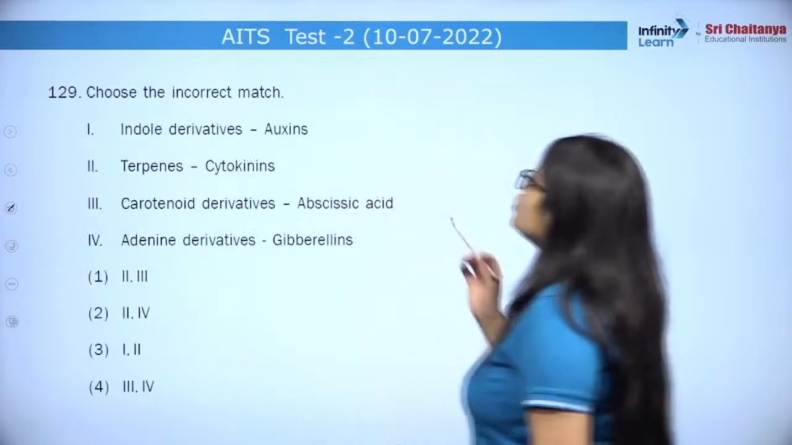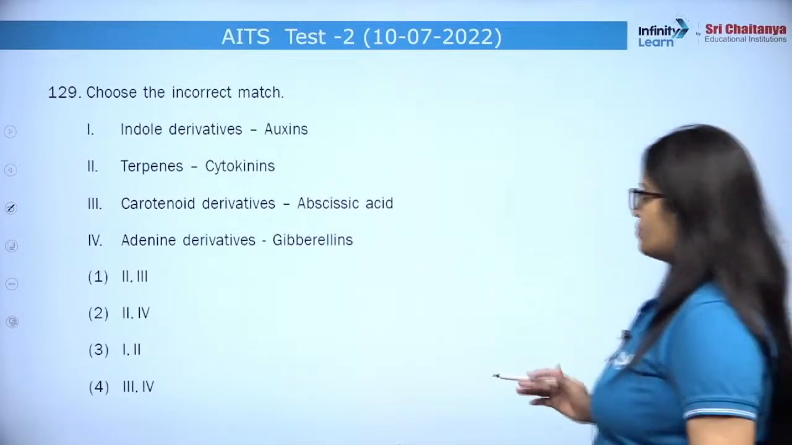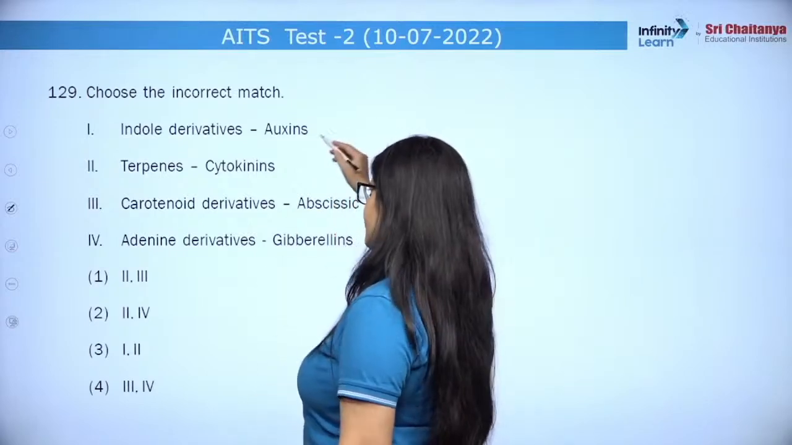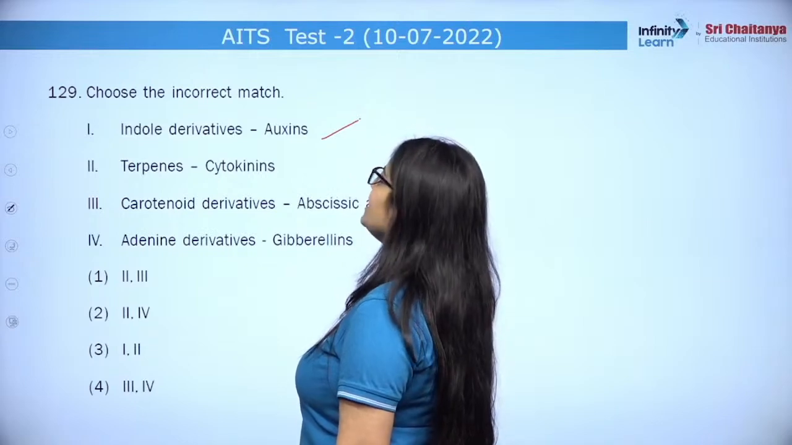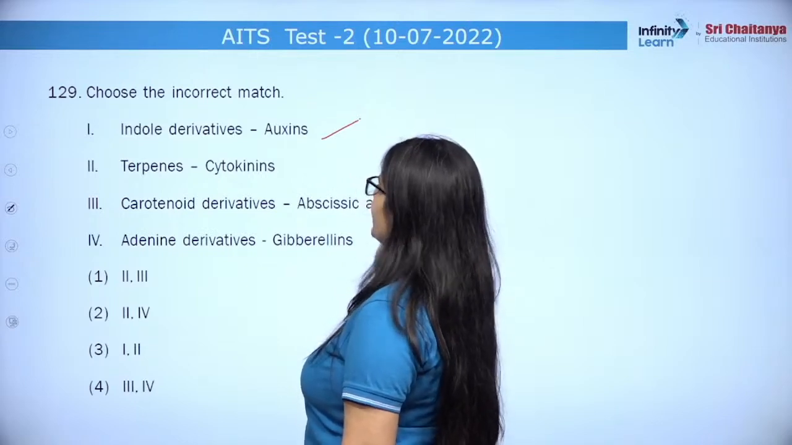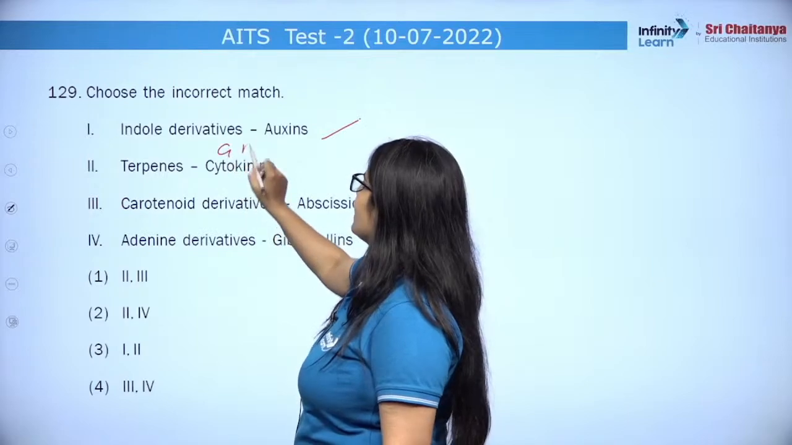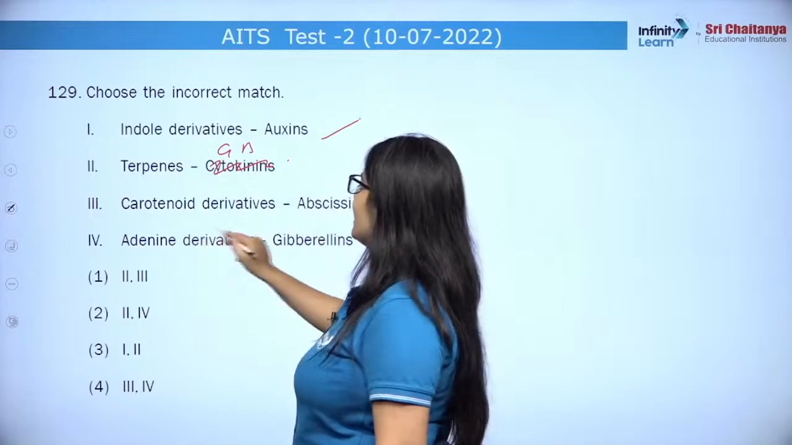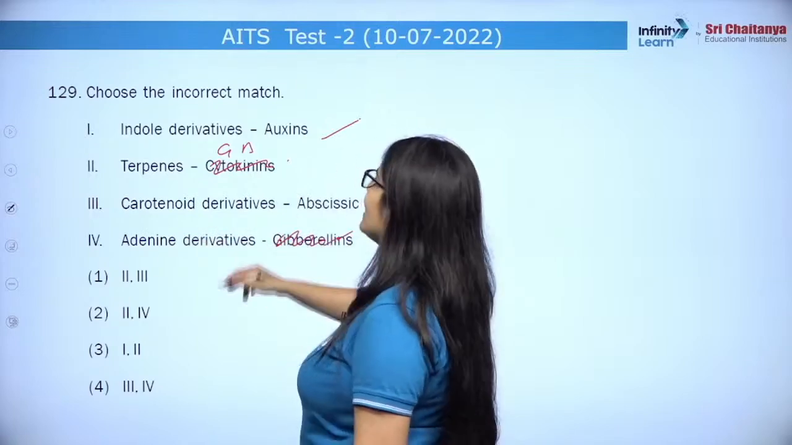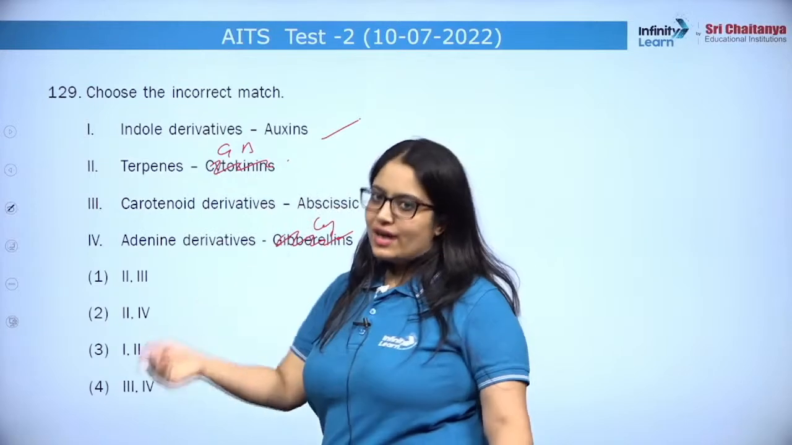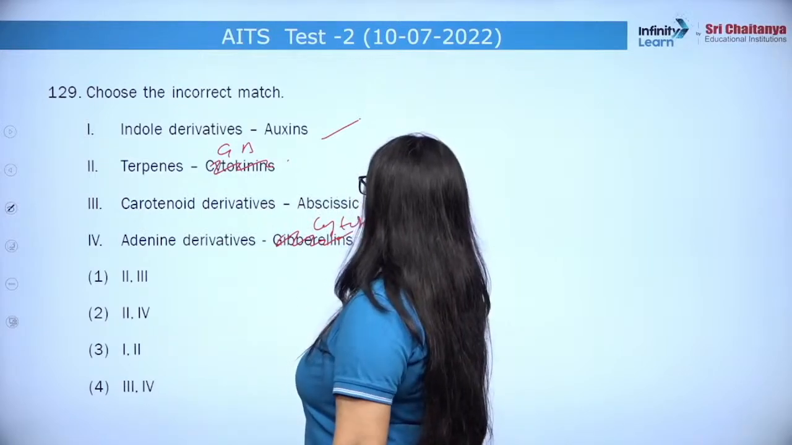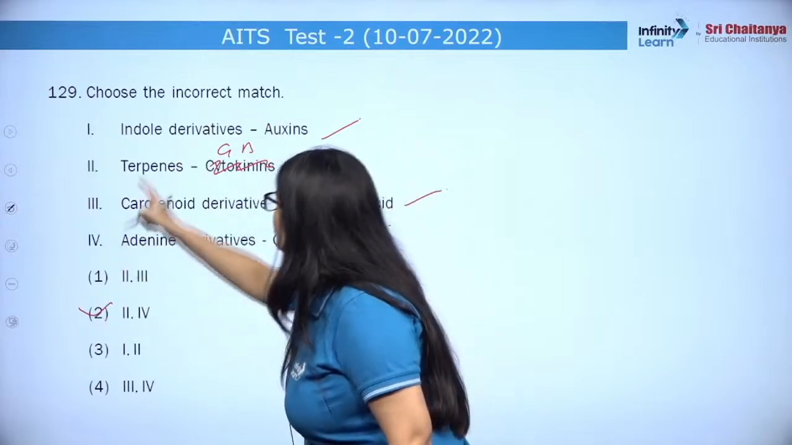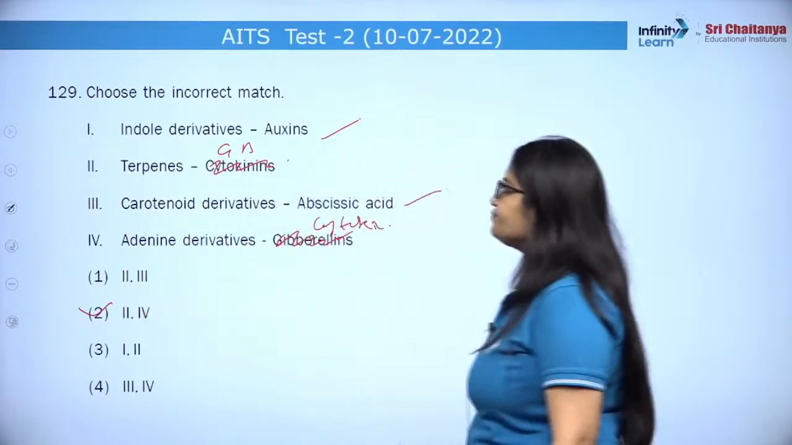Next question, choose the incorrect match. Pretty simple this is, my dear students. Indole derivatives, right, auxin. Terpenes, cytokinins, no my dear students, gibberellic acids are actually terpenes. Carotenoids, abscisic acid, correct. Adenine derivatives, gibberellic acid, no, adenine derivatives are actually cytokinins or kinetins, right. So, this actually got interchanged. So, your 2 and 4 are incorrect, 2 and 4 are incorrect.